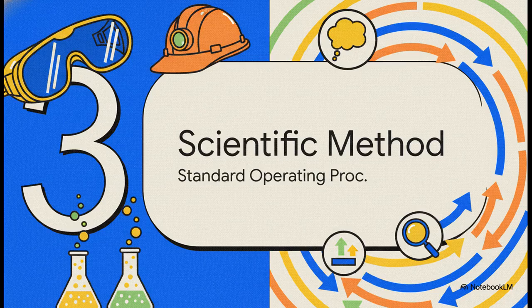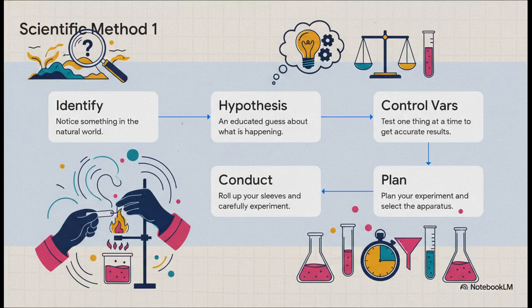All right, gears on, safety is checked. Section 3, the scientific method. This is our standard operating procedure. The scientific method is essentially a continuous 9-step cycle. Let's look at the first 5 steps. Everything, and I mean everything, always starts with step 1, identify a problem. You notice something in the natural world that you just don't understand.